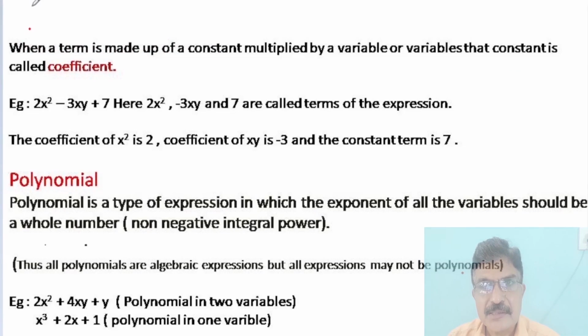We will see what is meant by coefficient. When a term is made up of a constant multiplied by a single variable or variables, that constant is called the coefficient. Let's consider this expression: 2x square minus 3xy plus 7. 3 terms are there: 2x square, minus 3xy, plus 7.